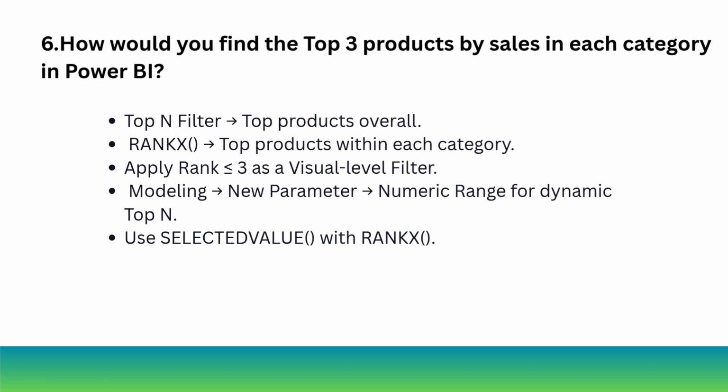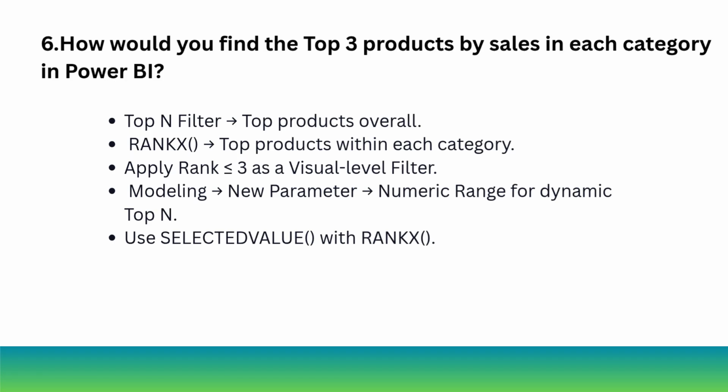Question number 6. How would you find out the top 3 products by sales in each category in Power BI? And the answer is there are multiple ways to do this. The first and simplest approach is to use the Top N filter. We can apply the Top N filter on the product field, enter 3 and use the total sales measure. However, this will return the top 3 products overall, not the top 3 within each category.